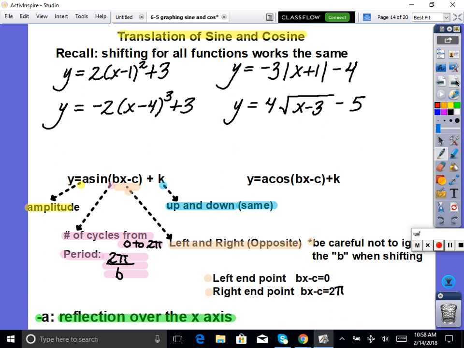All right, everybody recall, we know how to shift all types of functions. You're not taking notes up here, you're thinking with your brain. Shifting for all functions works the same. So if I said to you, what's the shift? You would say right 1, up 3, stretch of 2 for the quadratic. If I said, what's this shift? You'd say left 1, down 4, stretch of 3, reflection over the x-axis. You'd say right 4, up 3, stretch of 2, reflection over the x. And you would say right 3, down 5, stretch of 4. Agreed? Yep. So we already know how to shift sine and cosine.